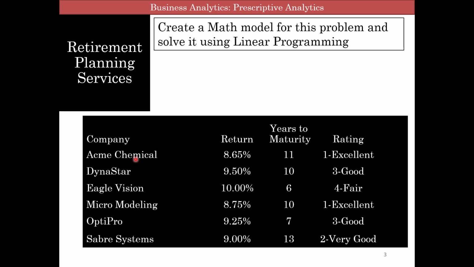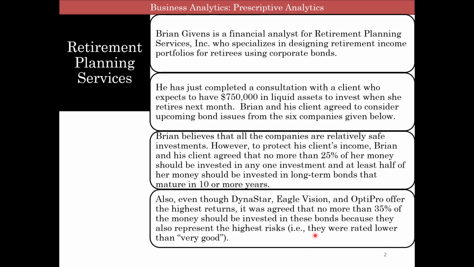So let's look at these. Here are the companies. You have Acme Chemical, Dynastar, Eagle Vision, Micro Modeling, OptiPro, and Sabre Systems. Here are the returns of investments, 8.65% and so on. Here is years to maturity, and here is the rating, right? So we have some specific requirements, which are our constraints, and we need to go ahead and set those up.